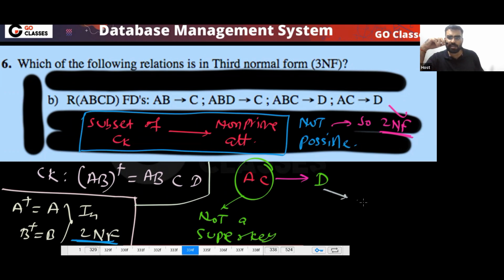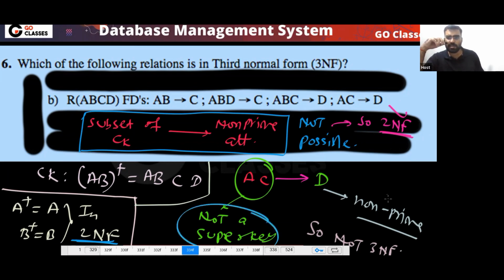So a non-super key is determining a non-prime attribute. Is this clear? So not 3NF. This is not a super key and it is determining a non-prime attribute. So this is the problem with 3NF. What is method 2?